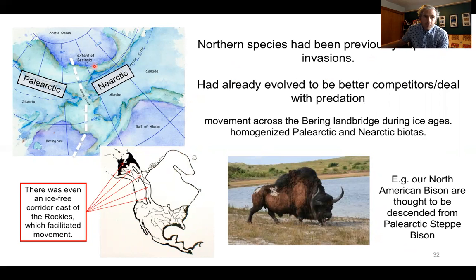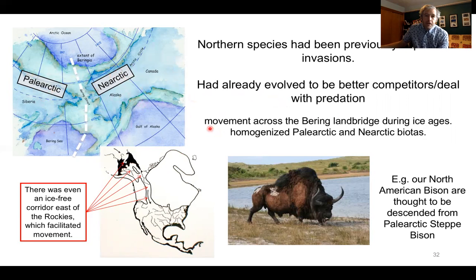So this is the North American plate. This is the Palearctic plate, which is attached to the Eurasian plate. This area, the Bering Strait, which is between Alaska and Siberia, was a land bridge multiple times as there were ice ages. What this meant was the biotas of North America and Eurasia had been mixing for an awful long time. The animals and plants present on the North American plate had already evolved to be better competitors or deal with predation. Or the biotas of these two plates had actually been homogenized.